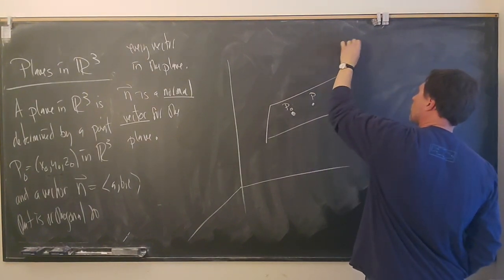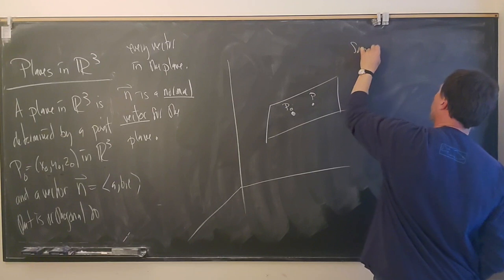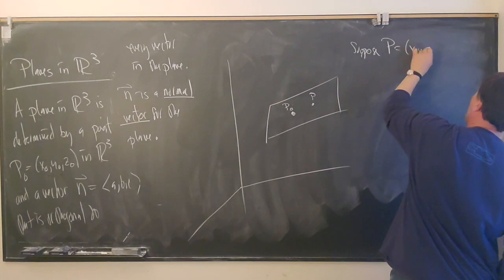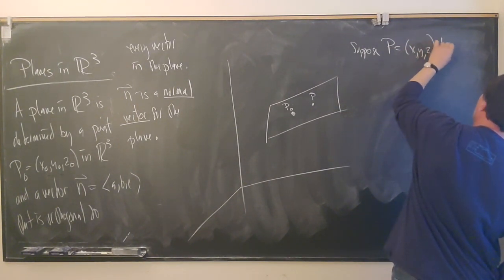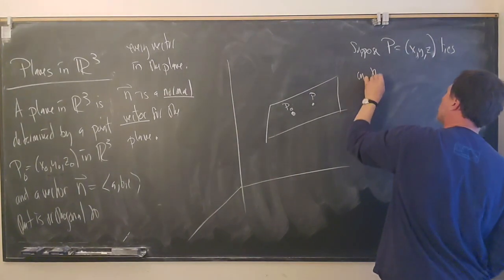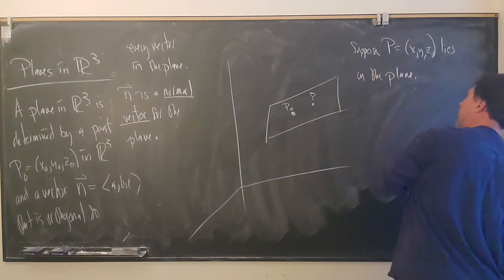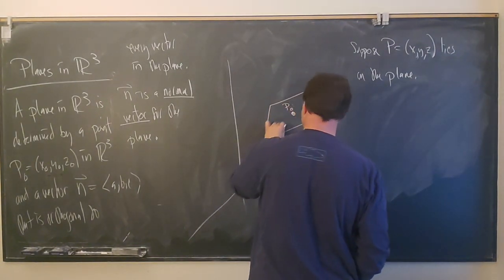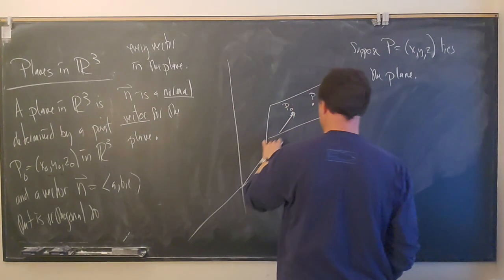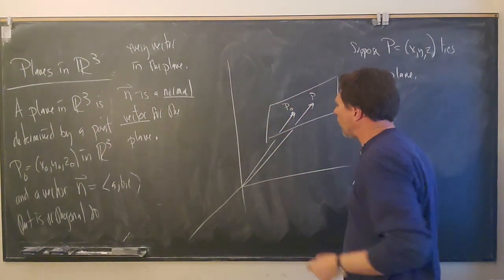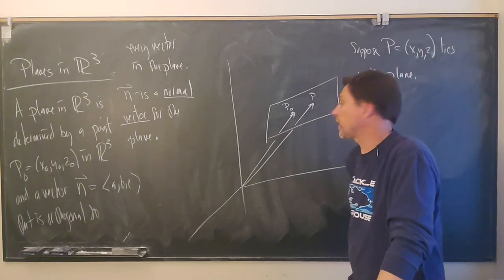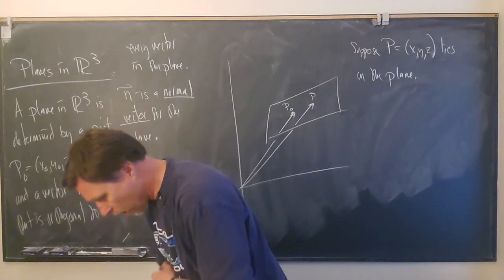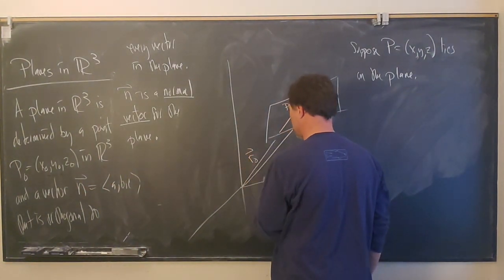Suppose P equal to the point X, Y, Z lies on the plane. Now what I want to do is go from the origin to those points. Those are the position vectors corresponding to P0 and P. Let's call them R0 and R. So this is the vector R0, and this is the vector R.